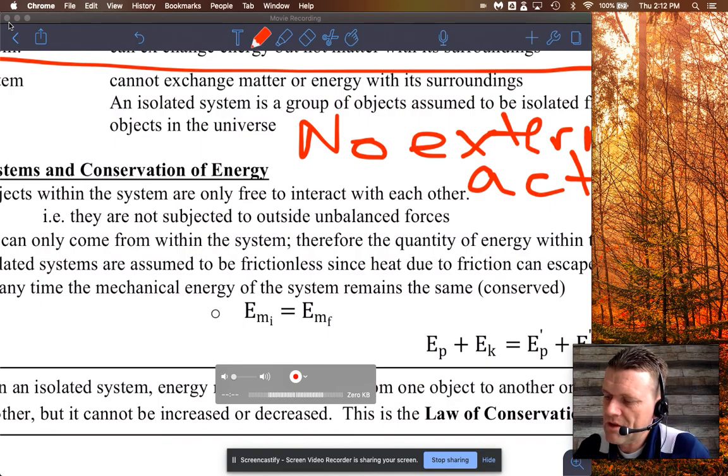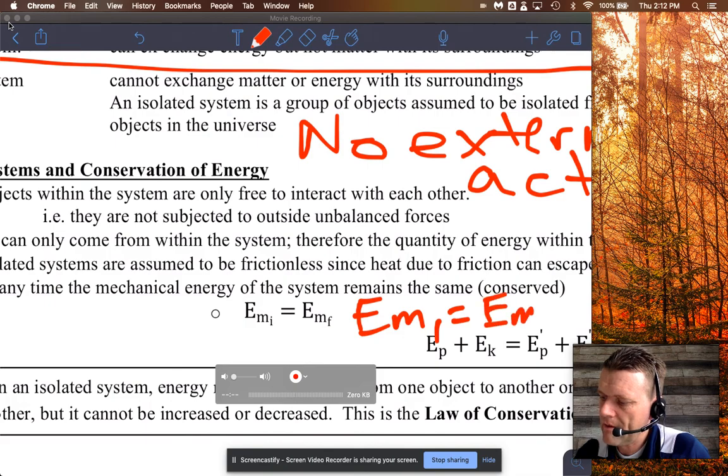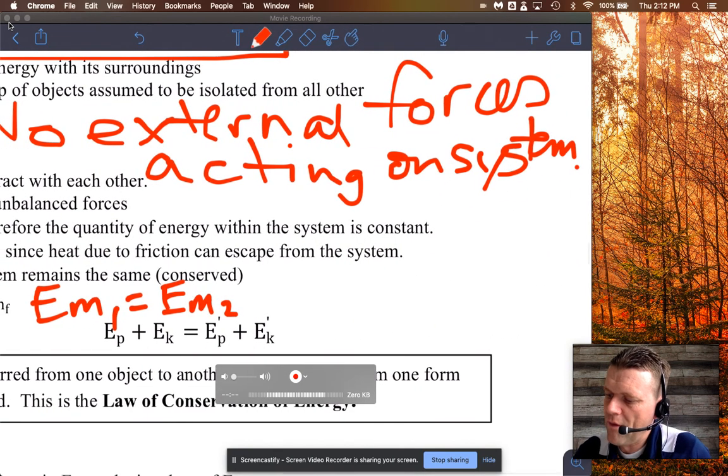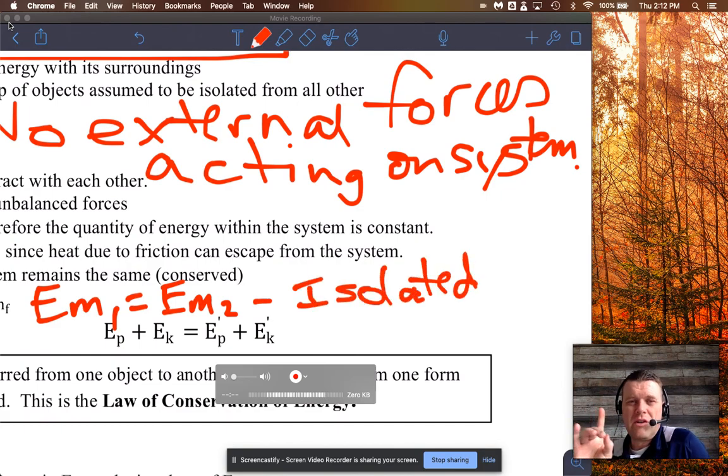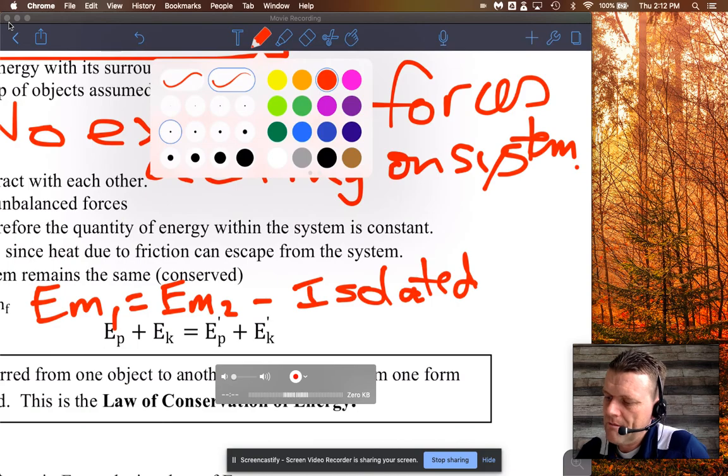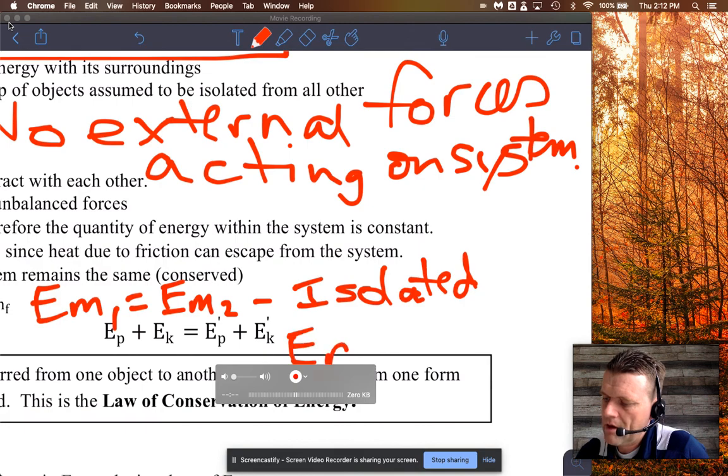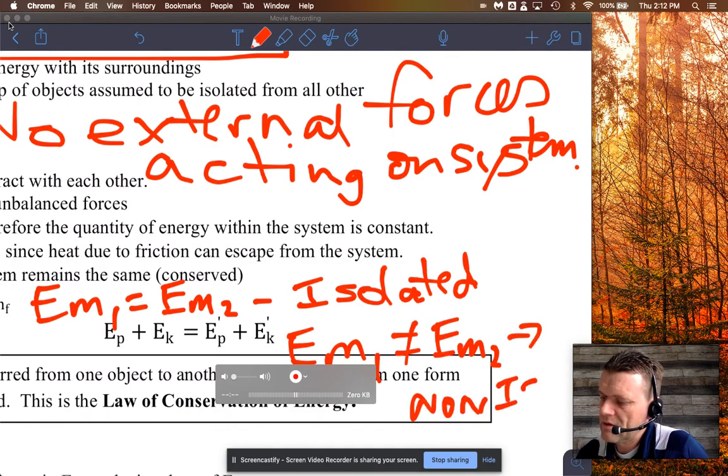I wrote this on your formula sheet just off to the left. Instead of saying EMi equals EMf, I said EM1 is equal to EM2. And that is for isolated systems. As soon as you know you're dealing with a non-isolated system, then that doesn't hold anymore, and you would just say that EM1 does not equal EM2, and that would be for non-isolated systems. Sorry, I'm just jamming that all in here.